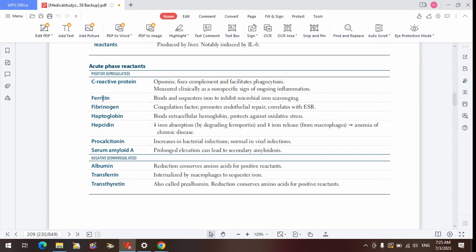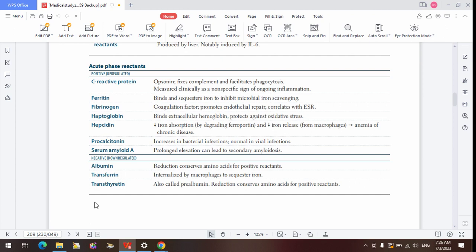So the ones that are upregulated include C-reactive protein. So C-reactive protein is upregulated. Thank God that it is just 3 that are downregulated. So it's very easy for us to remember. So the other ones, just assume that the other ones are upregulated. C-reactive protein is upregulated. It has different roles. What does it do? It has opsonizing activity.